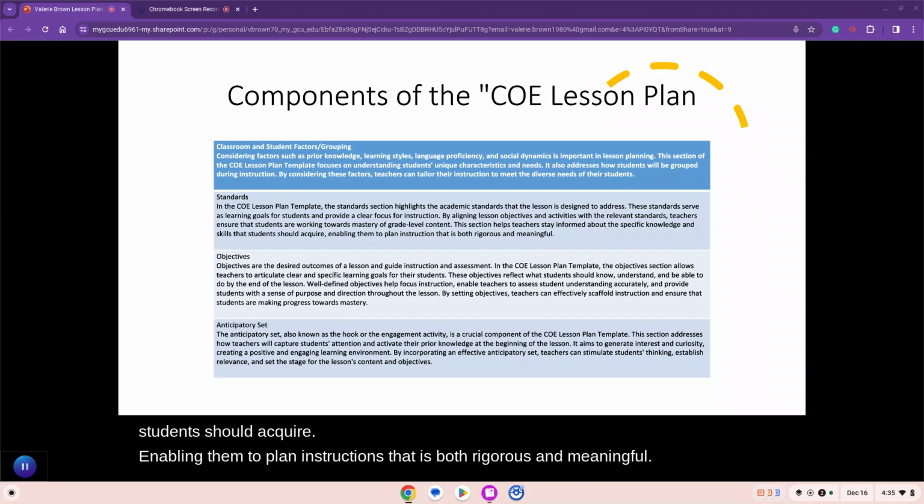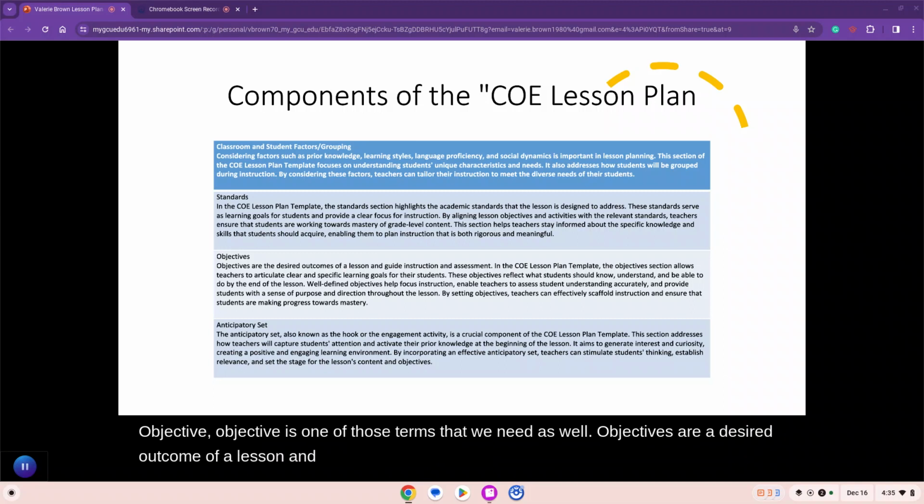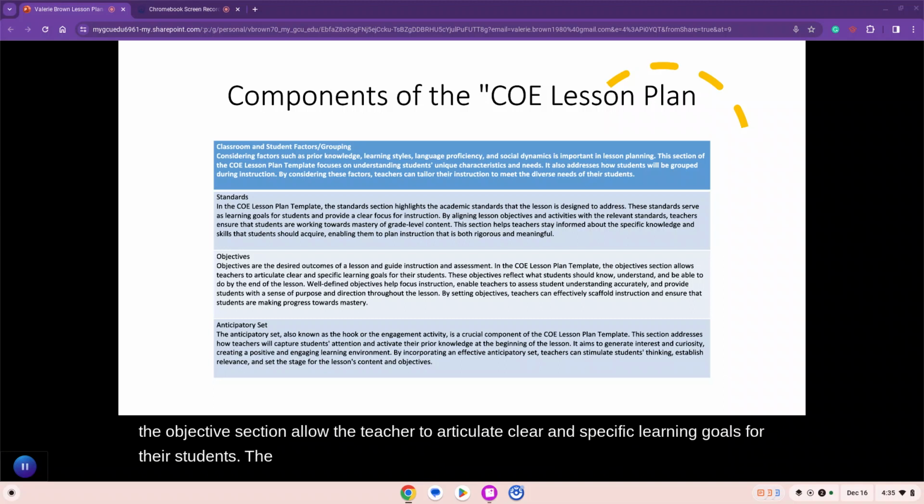Objective. Objective is one of those terms that we need as well. Objectives are a desired outcome of a lesson and guide instruction as well as assessment. In this lesson plan, the objective section allows the teacher to articulate clear and specific learning goals for their students. The objective reflects what students should know, understand, and be able to do by the end of the lesson.